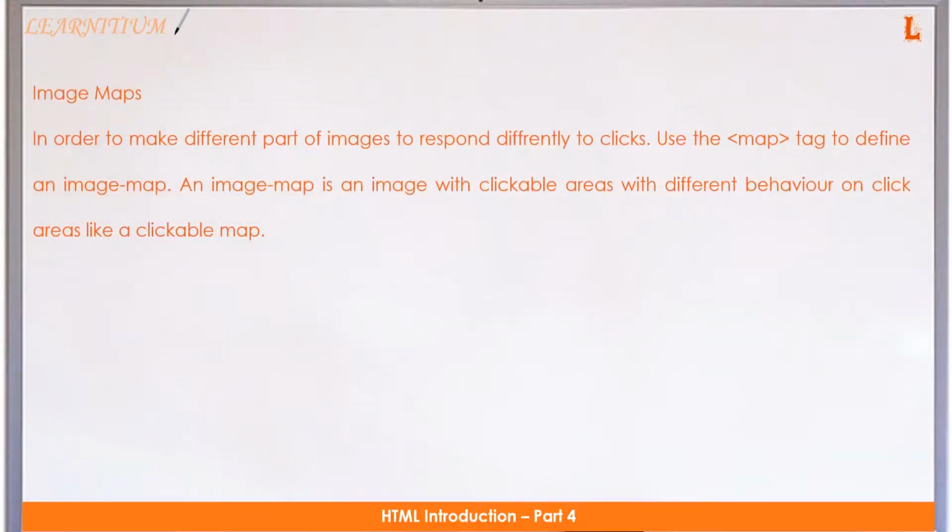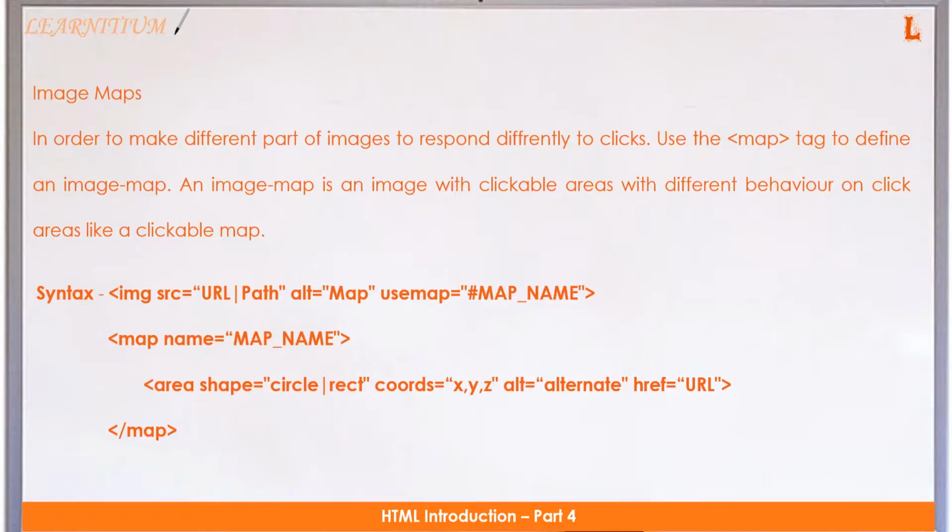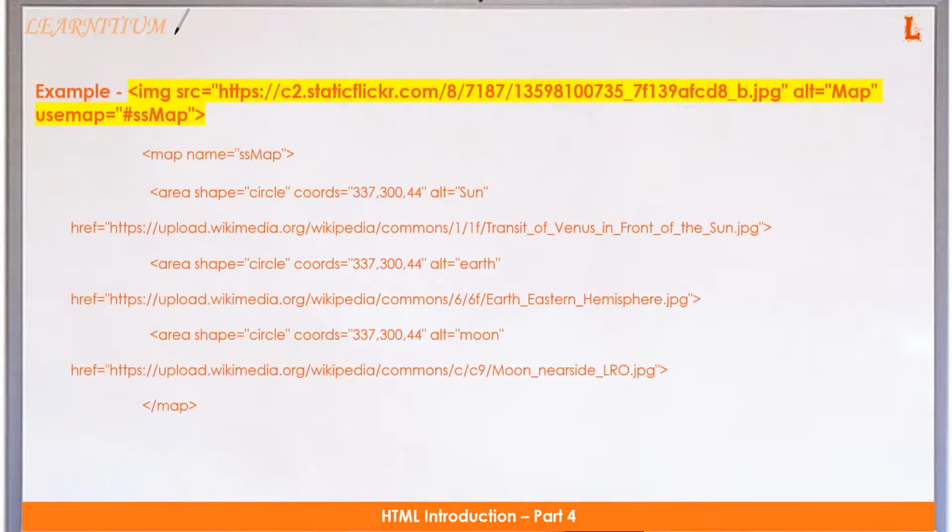Image maps. In order to make different part of images to respond differently to clicks, use the map tag to define an image map. An image map is an image with clickable areas with different behavior on click, like a clickable map. Example. img src equals solarsystem.jpg alt equals map usemap equals #ssmap.